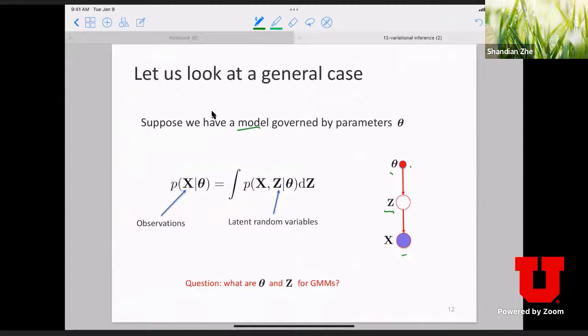And then your marginal distribution of the observed random variable x given theta, which is also referred to as the model evidence, is actually the integral of the joint probability with respect to z. This is just marginalization. And of course, theta here in the Gaussian mixture model corresponds to the probability vector pi and also the cluster-specific means and the covariance matrices. Right? And z in a Gaussian mixture model corresponds to the cluster memberships.